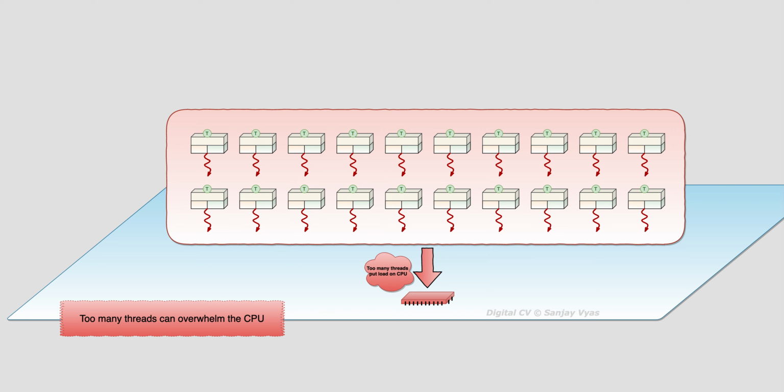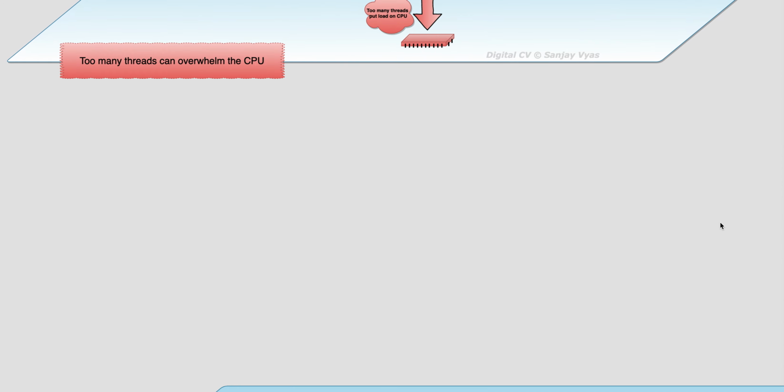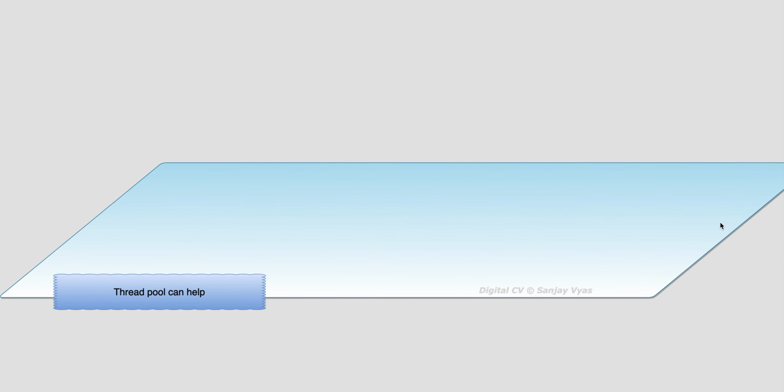So the question is, how many threads do we create? How many are good enough? At what point are there too many, so that they start having the opposite effect on our performance? To simplify these things, the .NET framework has a concept of thread pool. So let's take a look at what is a thread pool.